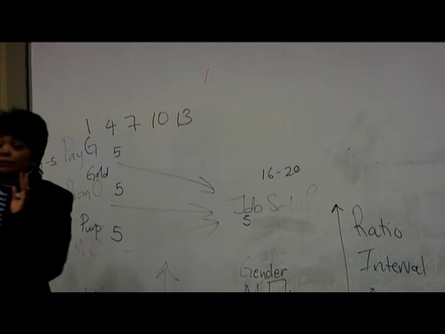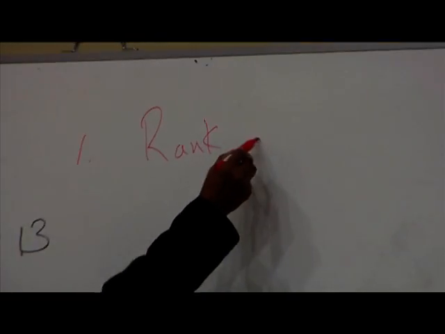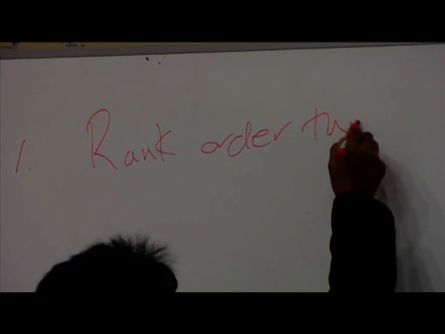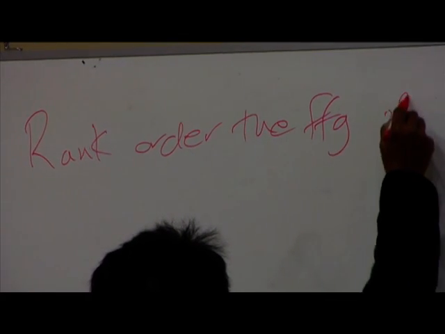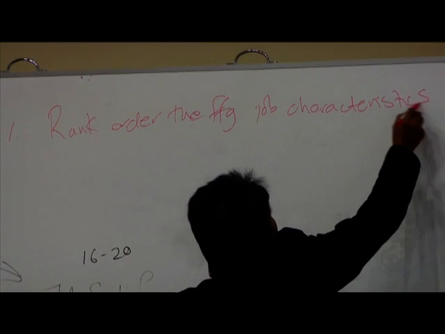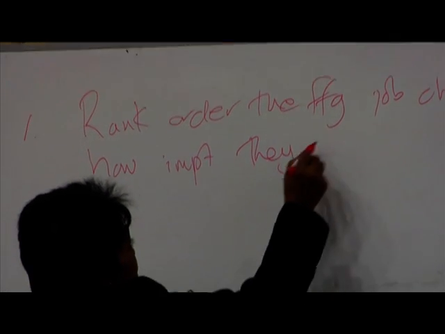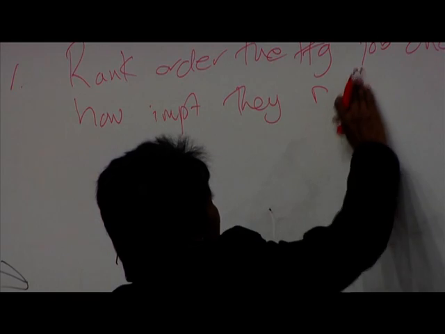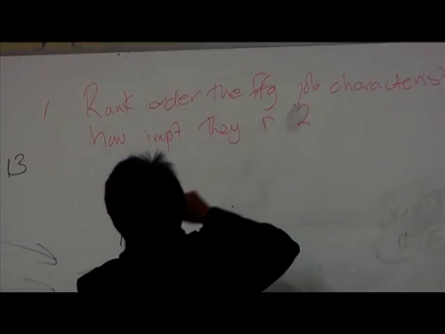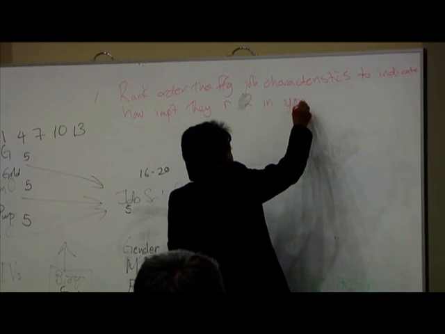Okay, you're going to give a very clear instruction, right? You're going to tell the person to rank order the following job characteristics to indicate how important they are. Okay, I am engaging my students in writing short like this. How important they are to you in your job.